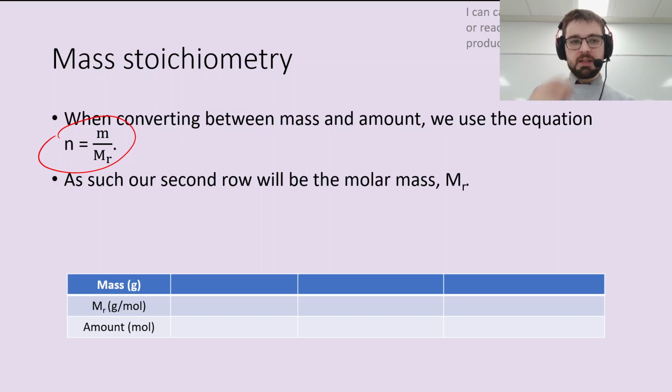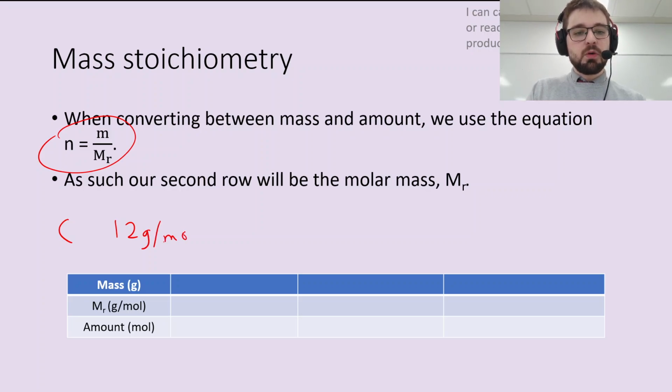So in this case here, we're going to put the second row as the molar mass, because molar mass really, all it is, is a ratio. So when we say that carbon has a molar mass of 12 grams per mole, that's a ratio, isn't it? It's just saying if you have 1 mole, you have 12 grams. In a similar way to saying if you had 1 crate of wheels, we have 100 wheels. So it's just a ratio here.